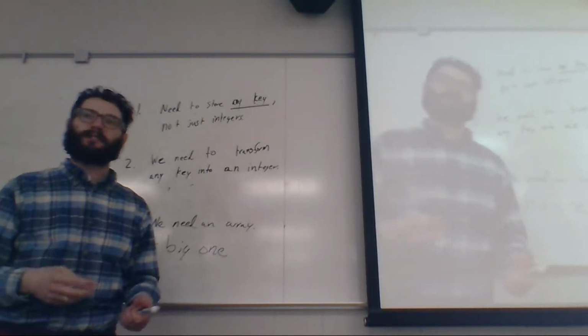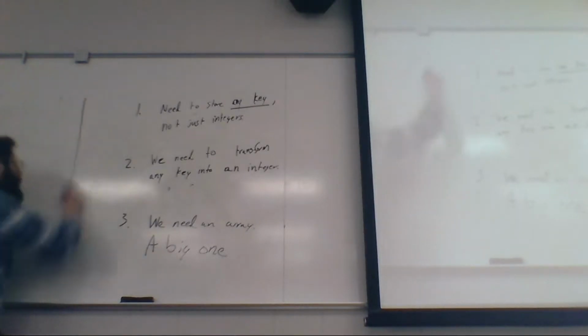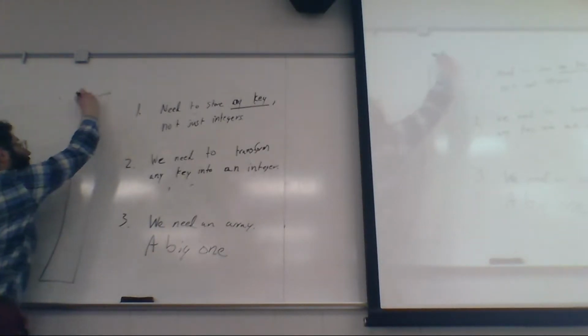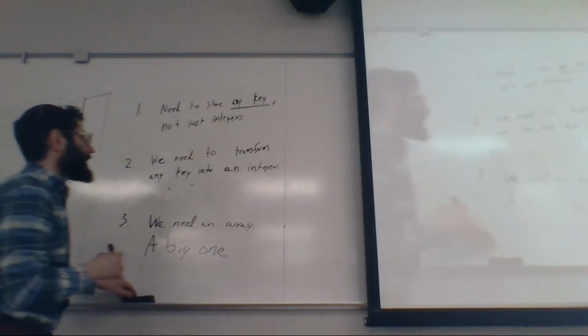So naive solution, create a giant array, right? Create a huge array. Let's think about this for a second. Essentially, the idea is that given a key, I'll turn it into an integer. That integer will be the index in this infinite size array. So that's kind of the idea here. Okay, let me go by that again.